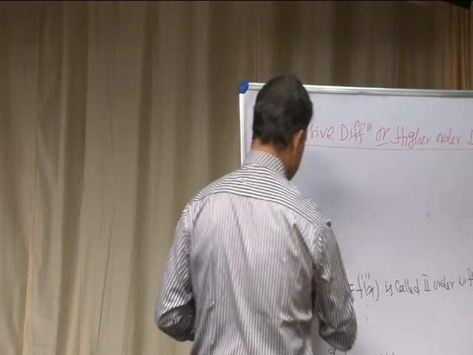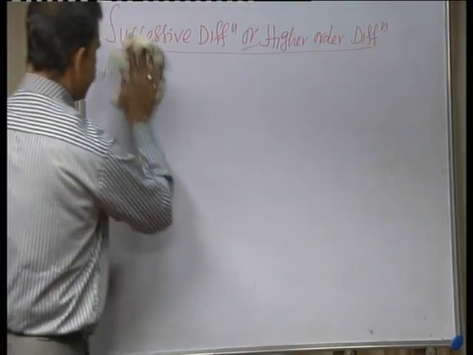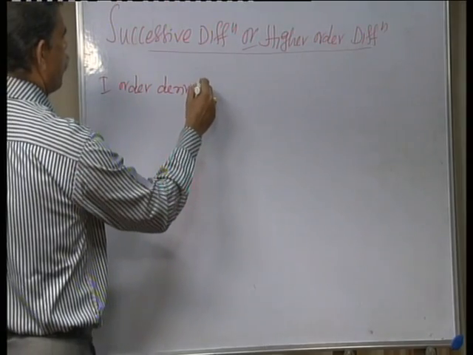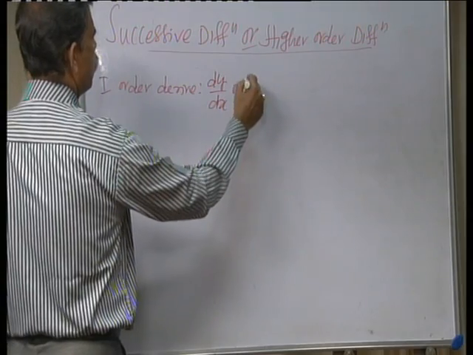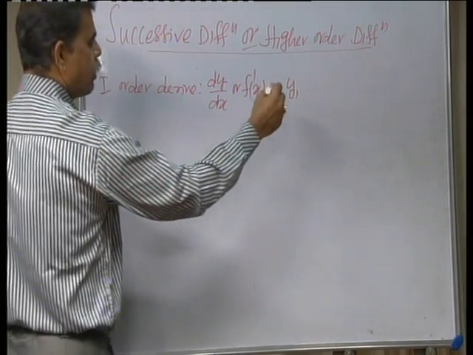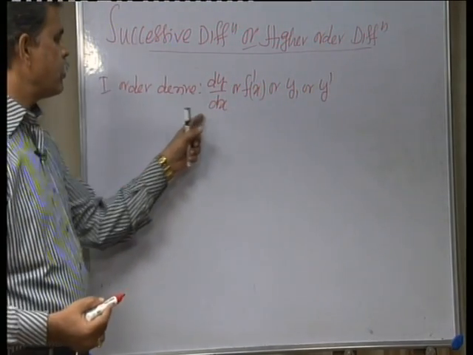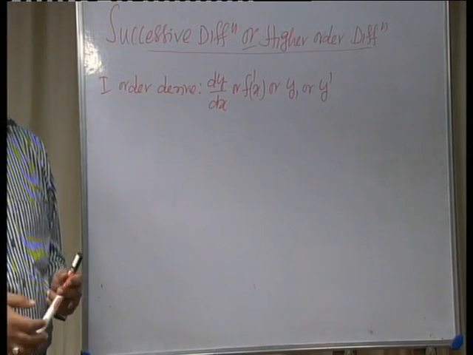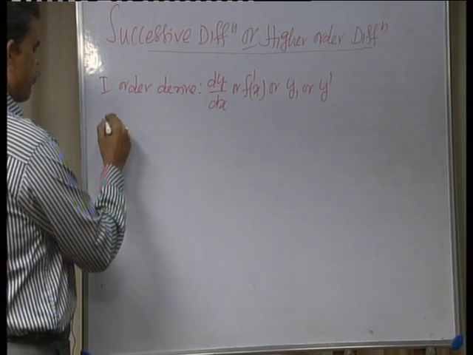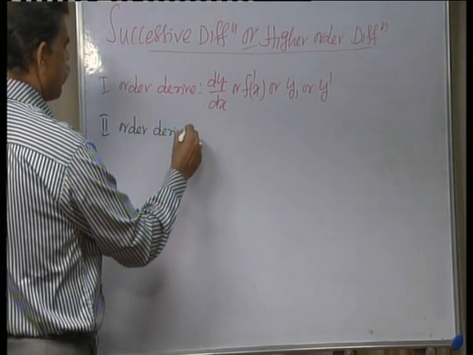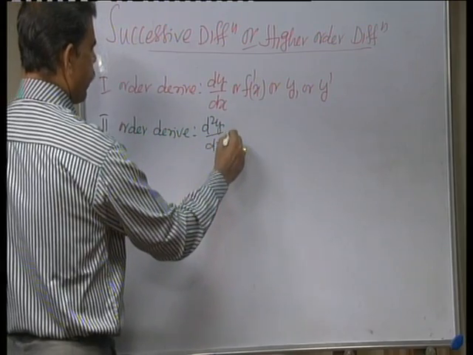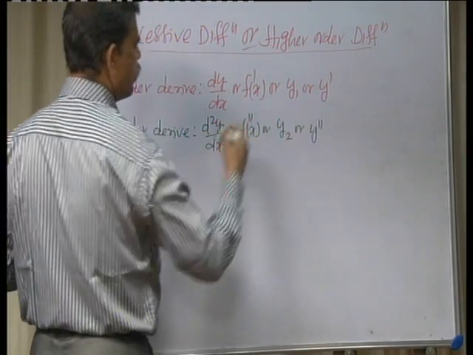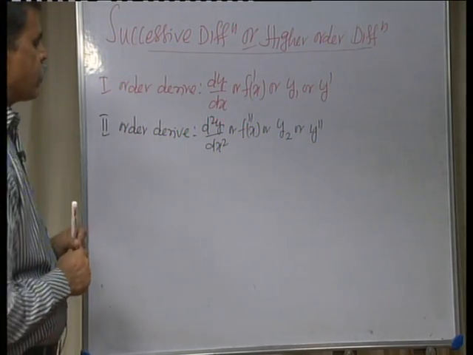dy by dx is called first order differentiation. That first order derivative can also be written as dy by dx, or f dash x, or y1, or y dash. All these give you the same meaning. Second order derivative is d square y by dx square, or it is called f double dash x, or y2, or y double dash. It is the notation of the second order derivative.